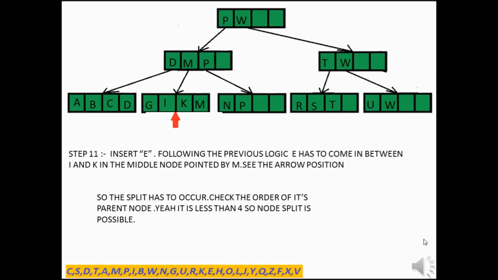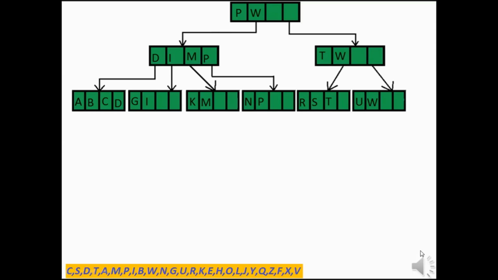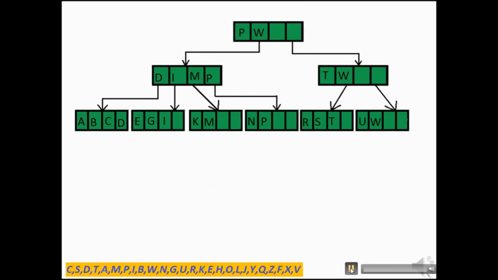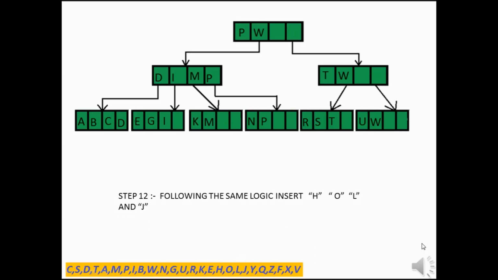See the next step. After the node split, we can easily insert E. E will be inserted at the position indicated by the arrow. See it. When E has to be entered, G and I will make space by moving to the right side. So see the effect. Now we can easily insert H, O, L and J following the same previous algorithm. If you still have doubt in the algorithm, please rewind the video and check how it is working. The insertion of H, O, L and J is very well indicated in the diagram also. See the effects.